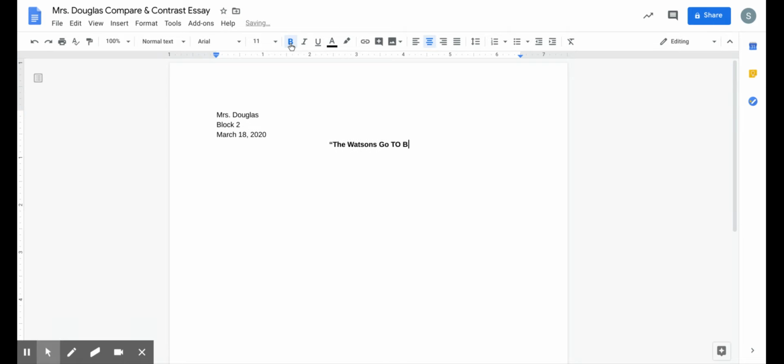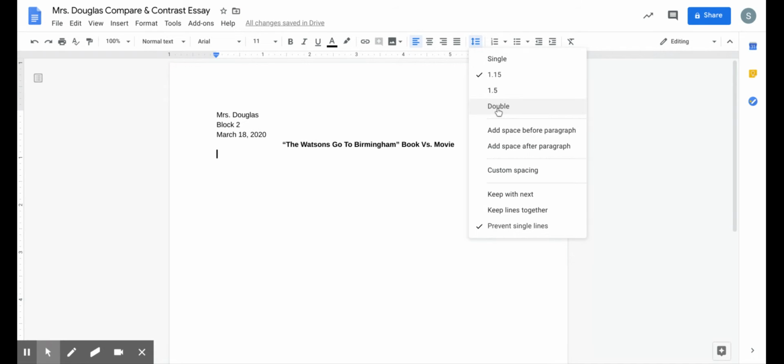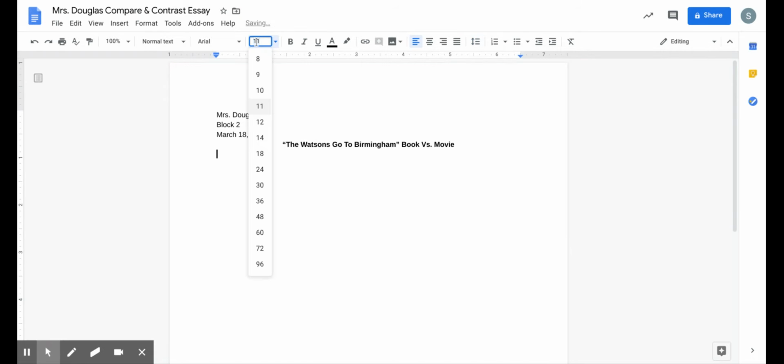The Watsons Go to Birmingham, Book versus Movie. All right. Go back over here. And now you can double space. So this is your line spacing right here. And boys and girls, we're going to go to double. Size 12 font. All right.